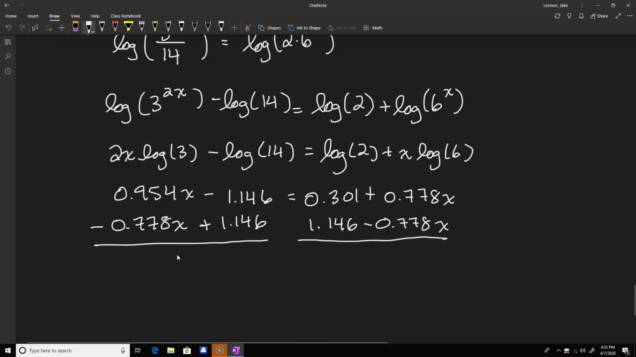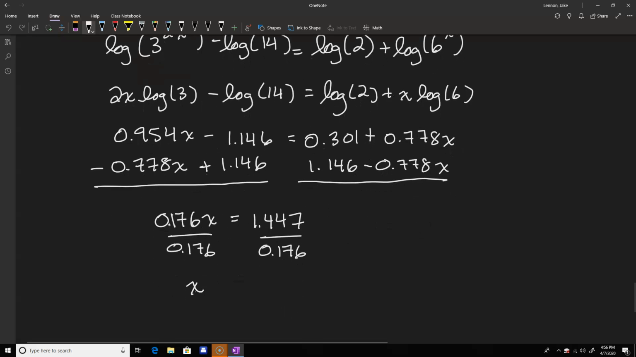So what do we end up with? We end up with 0.176x on the left, and on the right we end up with 1.447. So then we want to divide by 0.176 on both sides. So we end up with x is about 8.22 if we round to 2 places.